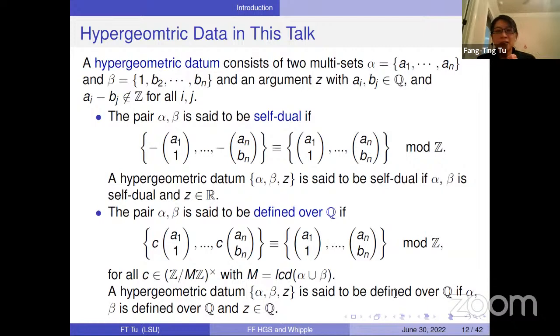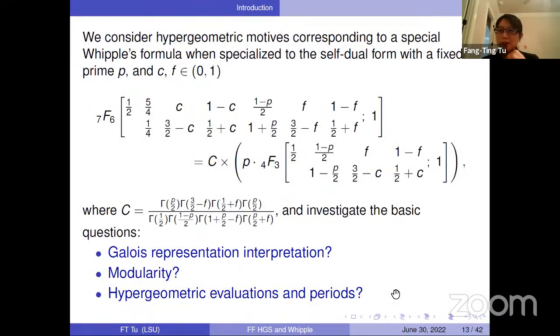So, okay, now the Whipple formula that is in my title. Actually, this is a special form of the original Whipple formula. In this case, first we consider the self-dual case. For this special case, we have some parameters here, C and F, and also a number P, which we fix to be a prime number. C and F are rational numbers between 0 and 1.